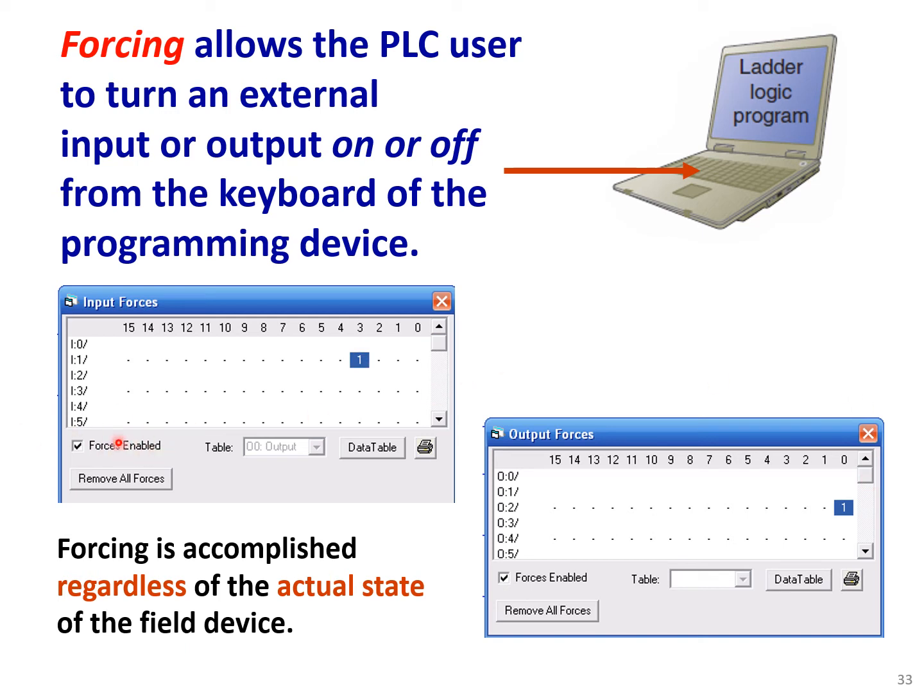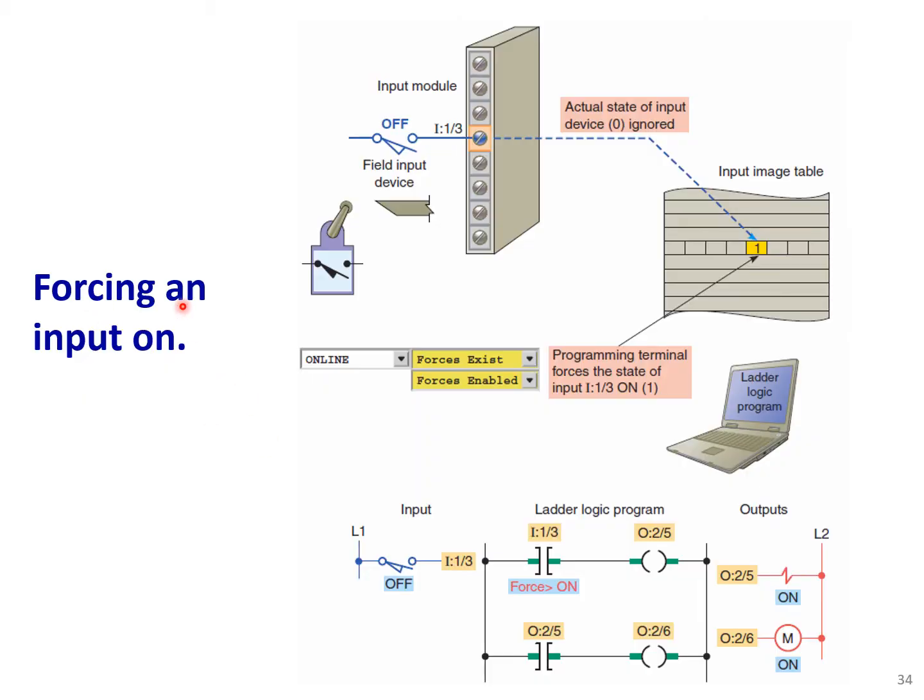We want to force it, for example, to 1, and see how we can do that. You see the force enabled. Forcing an input on: here we have our input, and at this specific time its state is off. Normally I3 is 0. This is the actual state of the input device, and it is 0. We want to ignore this value and override it with the value we wish, which is 1, from the computer, from the PC. This programming terminal forces the state of input I3 to 1.